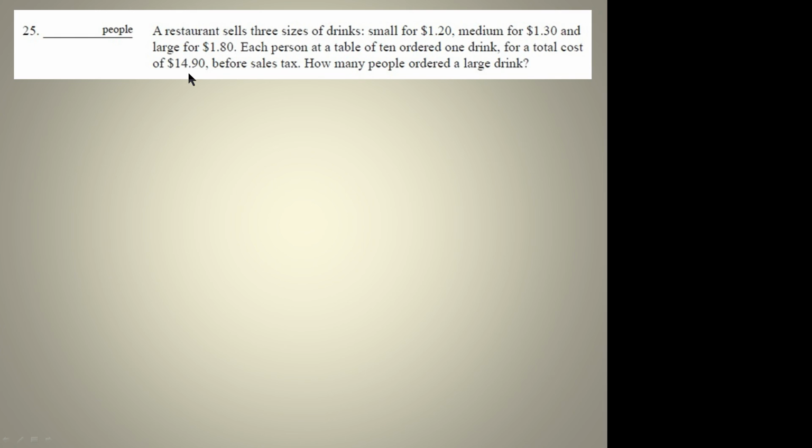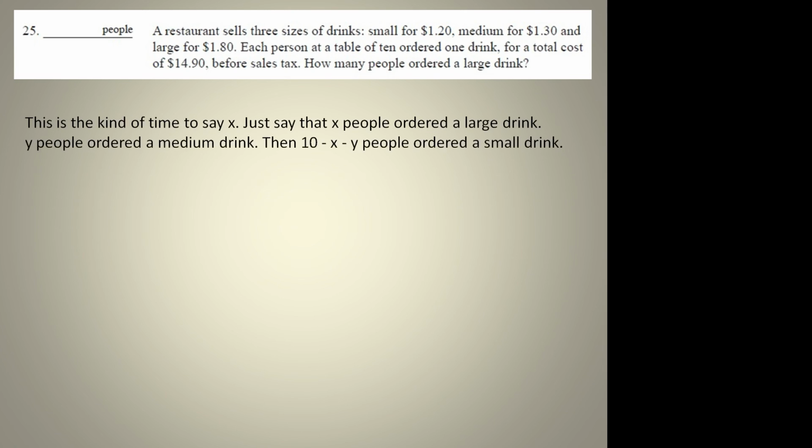Also, another condition is the total price. So it looks like there are only two conditions and three variables, so it will be hard. But don't be scared here, because the number of people ordering a particular drink is an integer. That puts some constraints there that will help us. So we just go there.